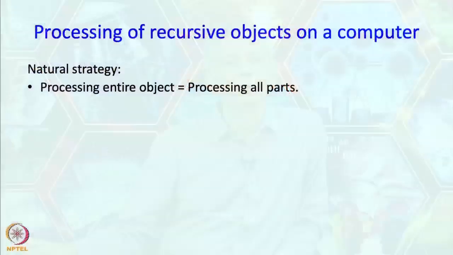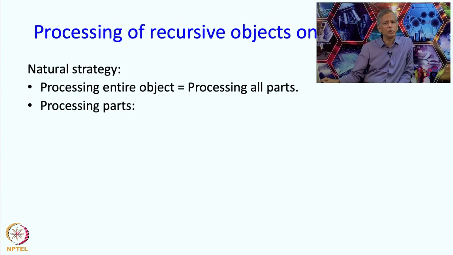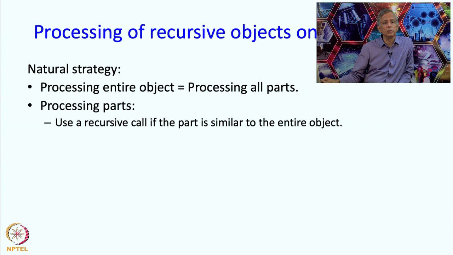Now, we will have occasion to process recursive objects on a computer. In fact, we want to process everything, so certainly recursive objects. The natural strategy to process recursive objects turns out to be the following. Processing the entire object is the same as processing all parts. And how do we process the parts? We are going to use a recursive call if the part is similar to the entire object. If it is just a smaller version of the entire object, we don't need to write new code, but we can use the code that we were writing for the bigger object itself. And in fact, this is exactly what happened when we wrote the code for GCD.